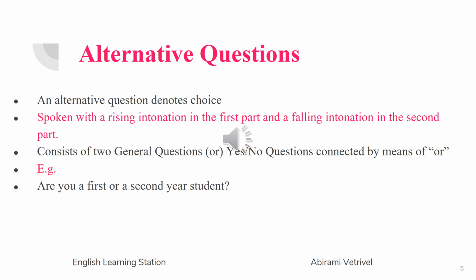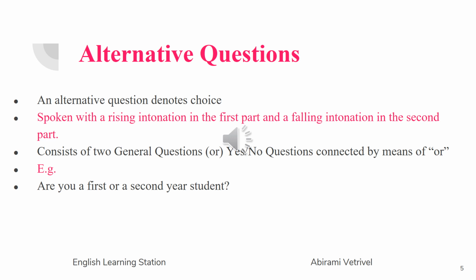The third type of interrogative sentence is alternative question. An alternative question always denotes a choice. An alternative question is spoken with a rising intonation in the first part and a falling intonation in the second part. It usually consists of two general questions or yes or no questions connected by means of or. For example, are you a first or a second year student?